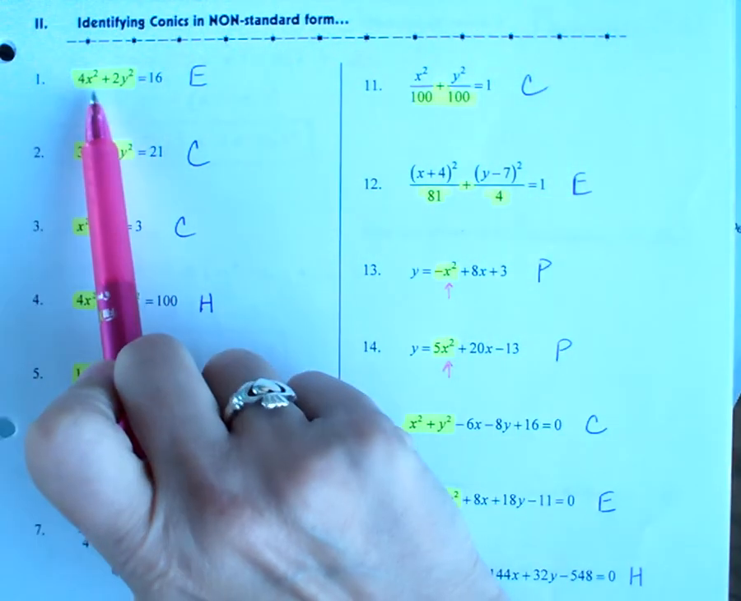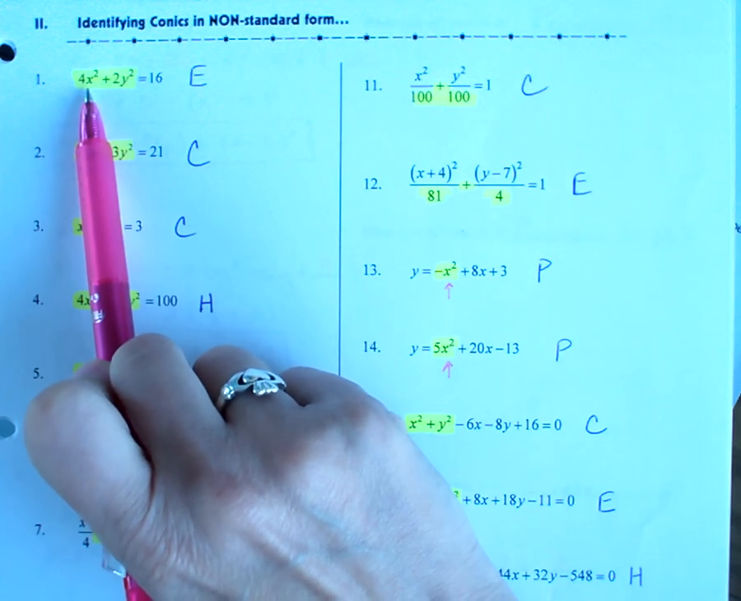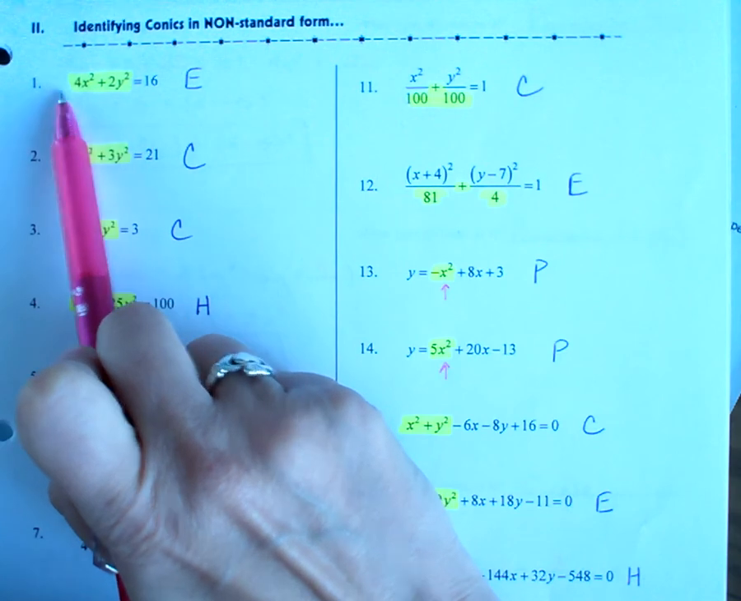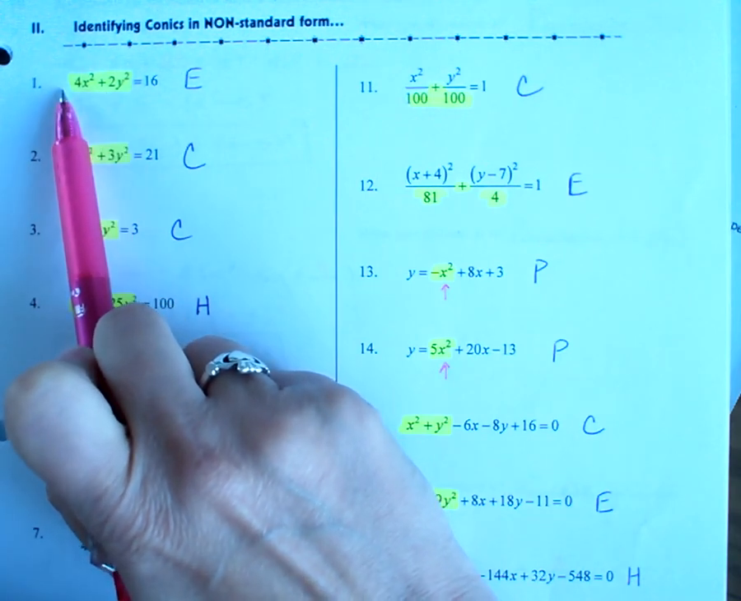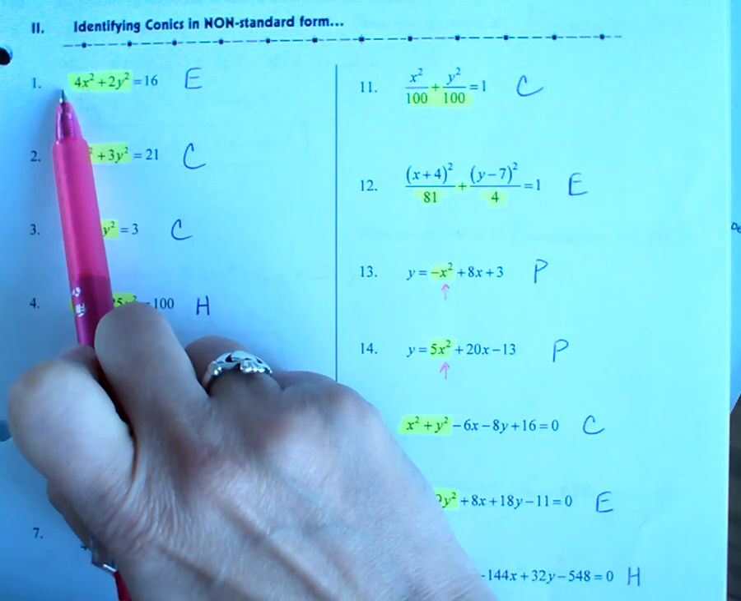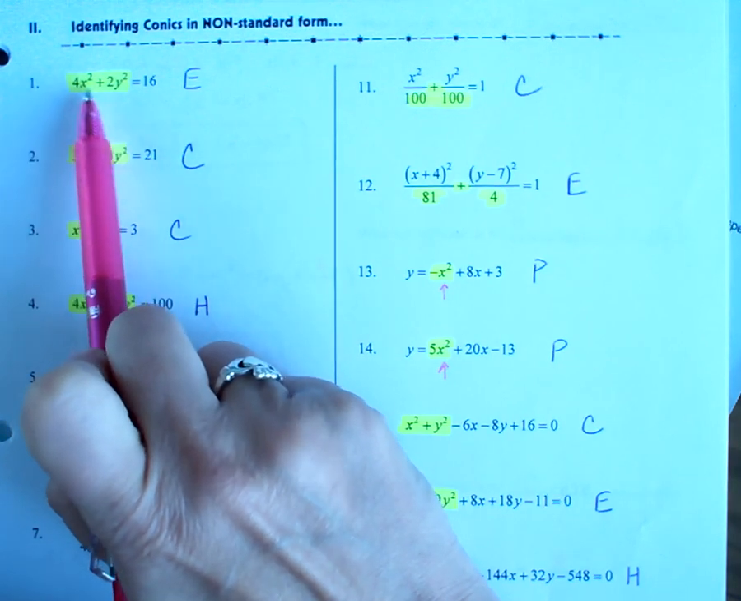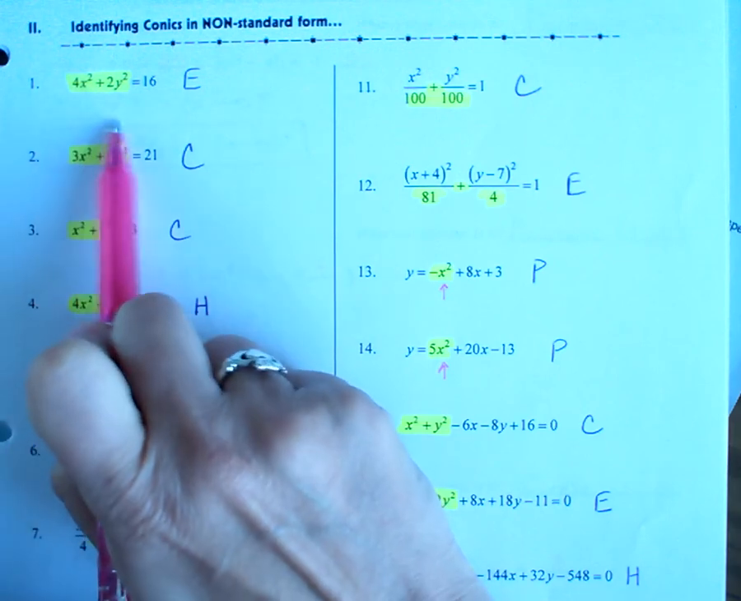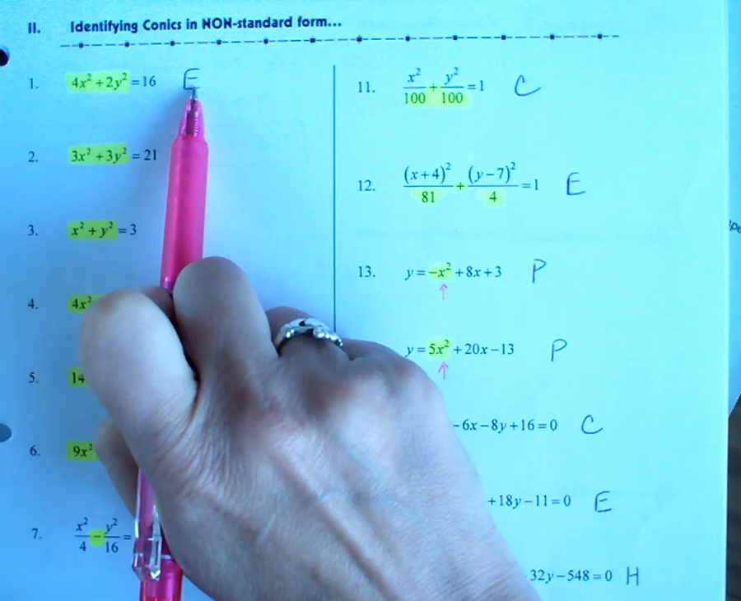Back to this problem, I can recognize that this is going to be an ellipse because of two things. First of all, both of my signs are the same. I've got a plus sign here, I have an implied plus sign here. So I know it's not a hyperbola. Then I look at these two coefficients, and because these are different, I know that when I go to graph it, my horizontal distance and my vertical distance will be different. That makes it an ellipse.